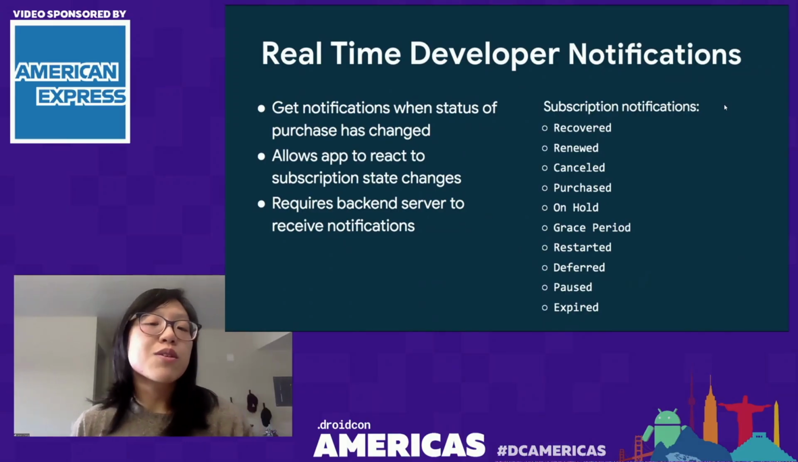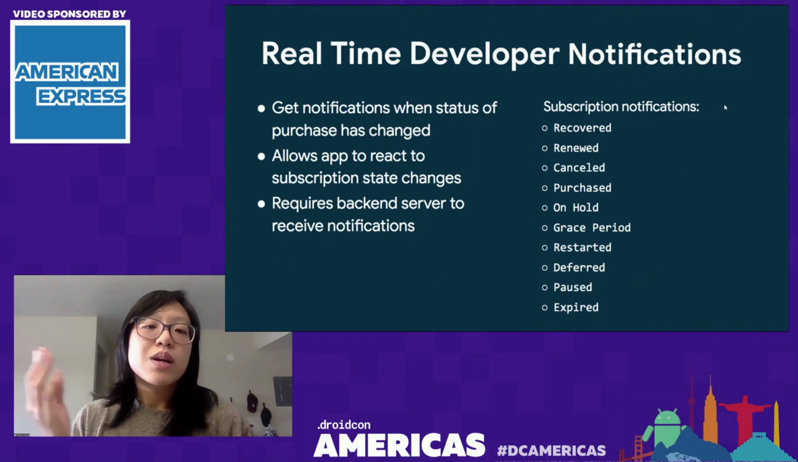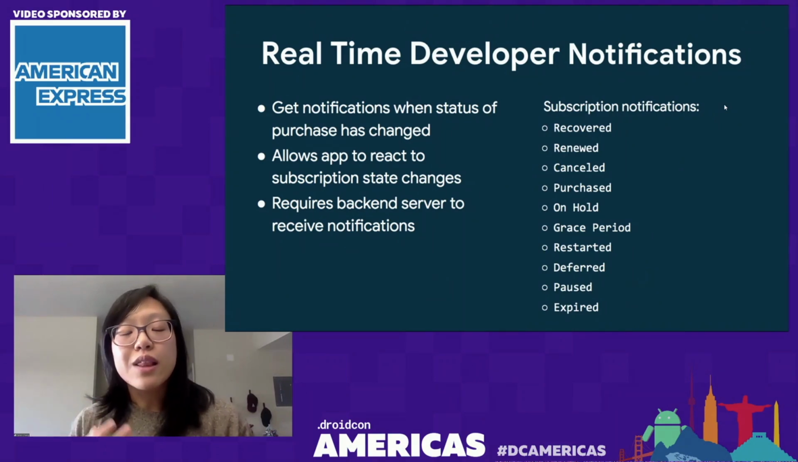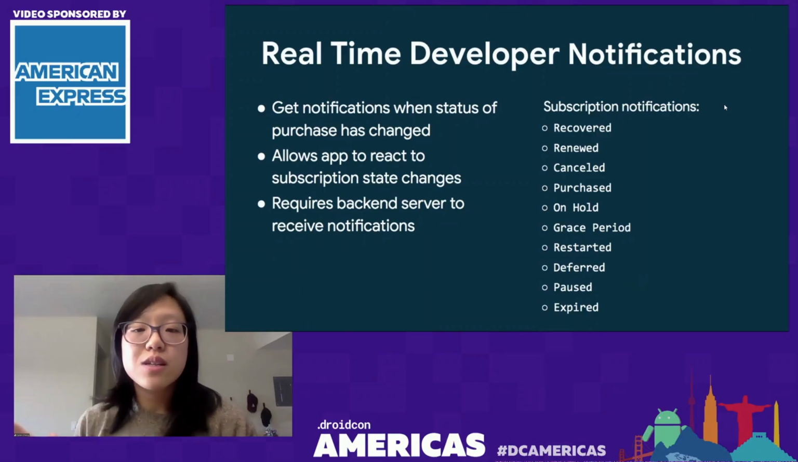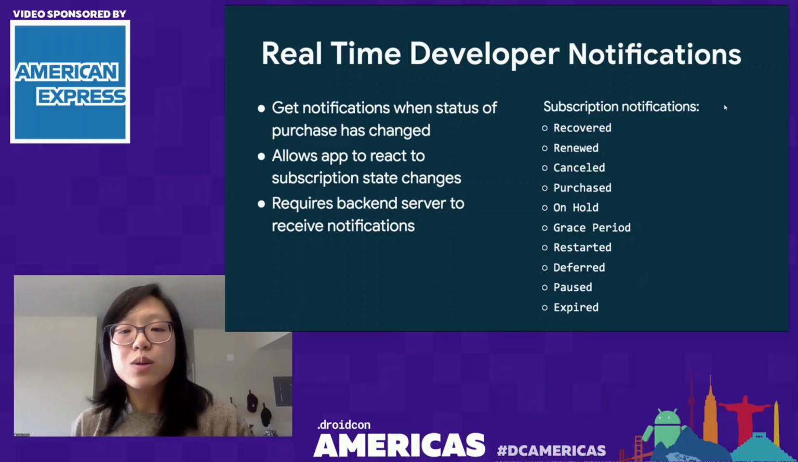So real-time developer notifications are what help you do this kind of stuff. And being able to get these notifications allows your app to react to these different state changes. As you can see on the right-hand side, there's a bunch of different states that the subscription can be in. It could be renewing, it could be canceled, it could be on hold.